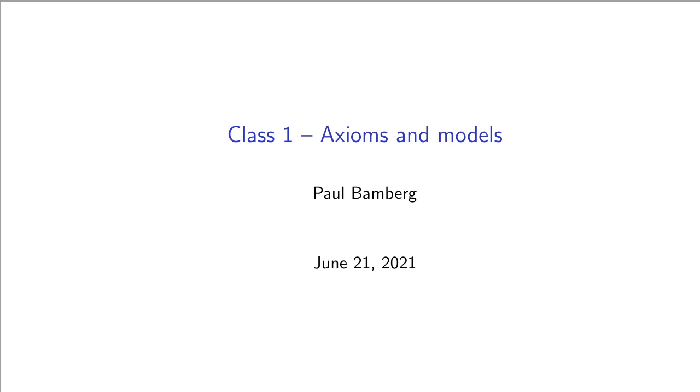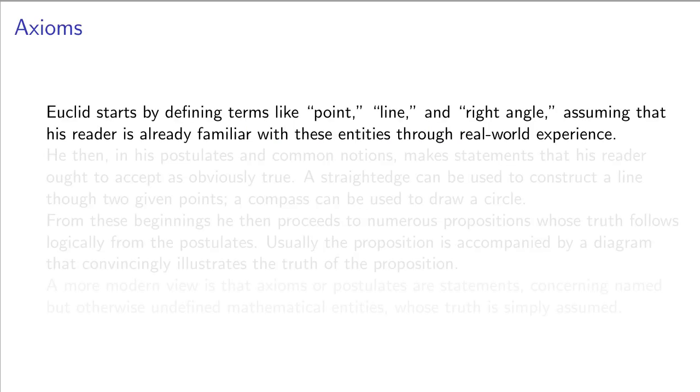Since Euclid's geometry is based on his famous 5 postulates, I want to begin with a discussion of the general issue of axioms and their role in mathematics. Euclid begins by defining terms that are fundamental to geometry, like point, line, and right angle. He assumed that his readers were familiar with these concepts, but at the time, it may not have been obvious what Greek words he was going to use to describe them.